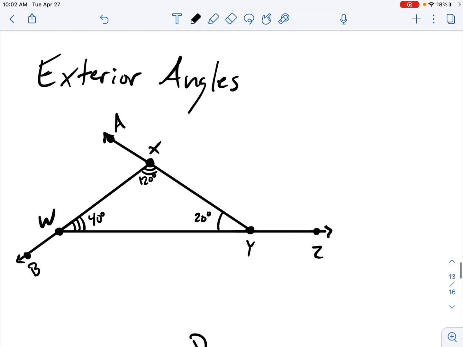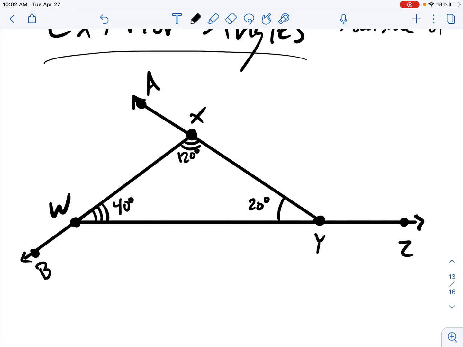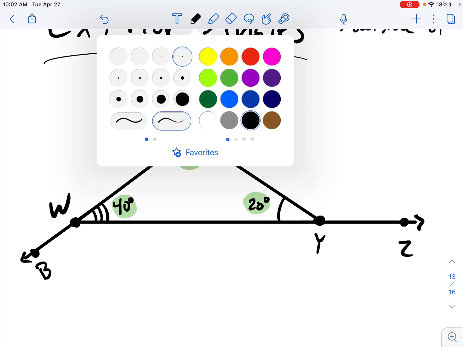Moving on, there's this thing called exterior angles, and these are the angles outside of the triangle. On the outside, exterior means outside. So outside of the shape. And this is one of those things that looks a lot scarier than it is, okay? So we know the inside angles, 120, 20, and 40, have to add up to 180. And they do, right? If you add those up, they equal 180.